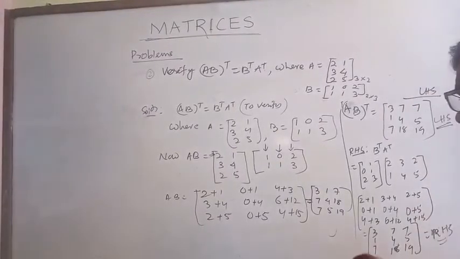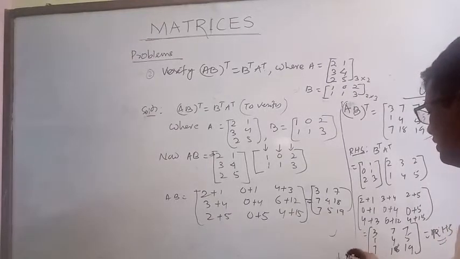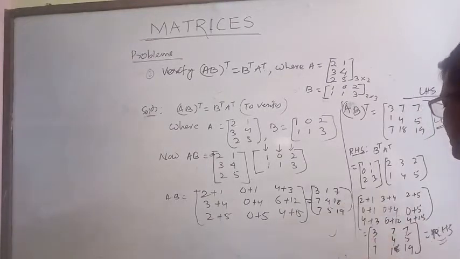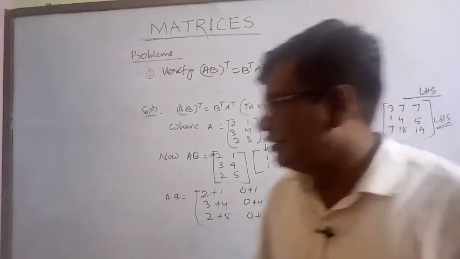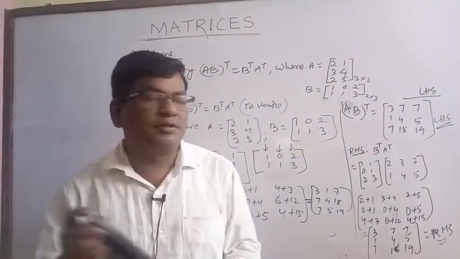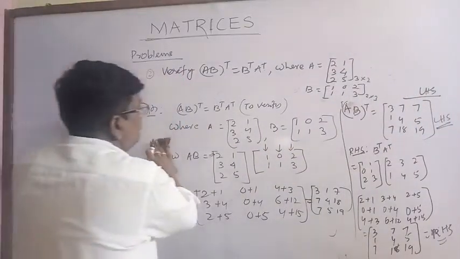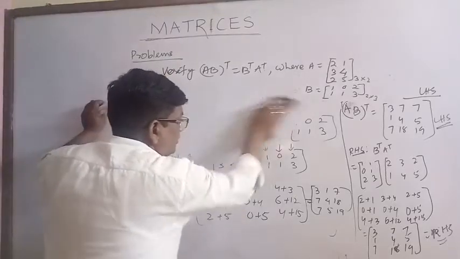LHS is equal to what? LHS is equal to RHS. Hence proved. LHS is equal to RHS. Clear? Now here LHS equal to what?